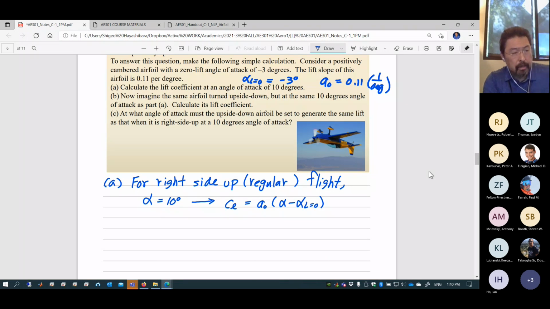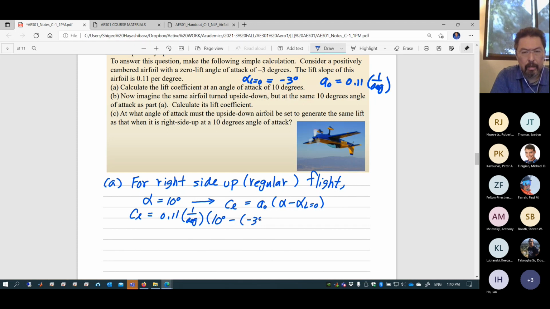So you're going to pick up your calculator. Of course, you are an engineer, you always have a calculator in your pocket, and you use it in front of this pilot. So I'm going to compute it. CL, right? A0 is 0.11 per degree, alpha is 10 degrees, alpha 0 lift is minus 3. Then you quickly compute and say, okay, the estimated CL is 1.43. You're producing a CL of 1.43. Okay, cool.